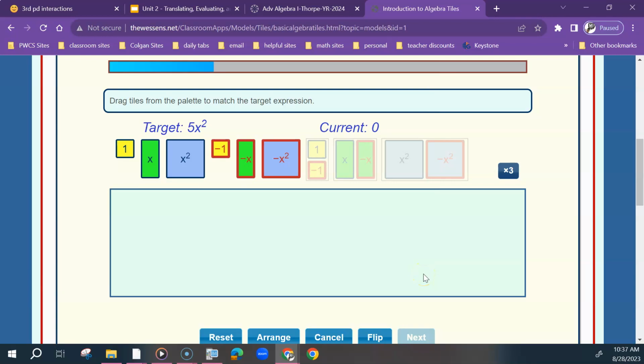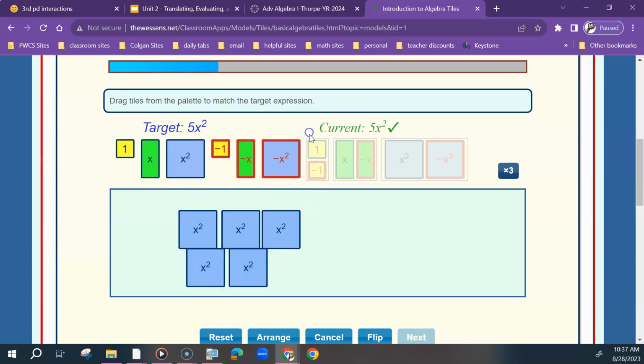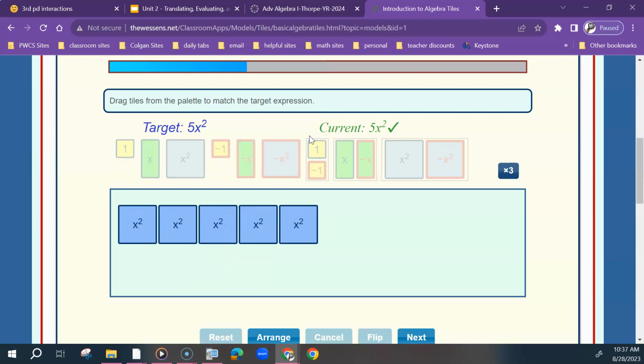5x squared. How would we model that one? So I heard the rectangles, and then I heard the big squares. So if we do the big squares, that is what we want. The rectangles would not give us the x squared. So make sure you're looking for, does it have x squared or does it not?